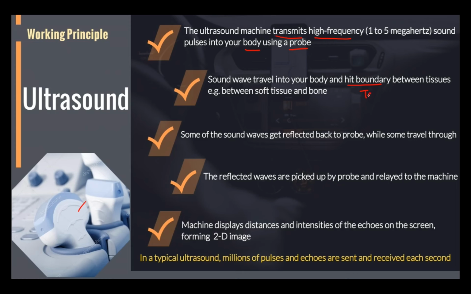It's the target. So this is the target. It's the target and it reflects back. Okay, it reflected back to the probe. For example, if my area of interest is soft tissue and the bone, your sound wave will transmit and it hits the soft tissue and the target is being hit, and some waves will reflect back to the probe and some will travel through.